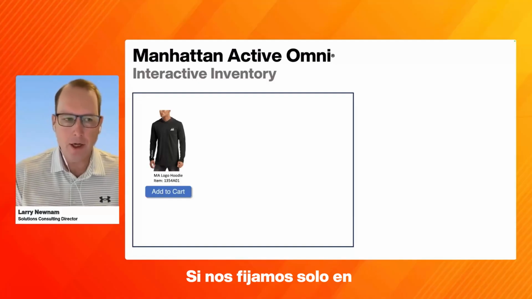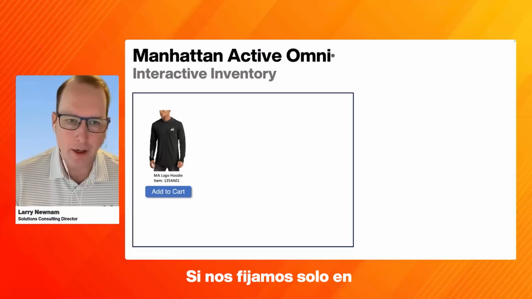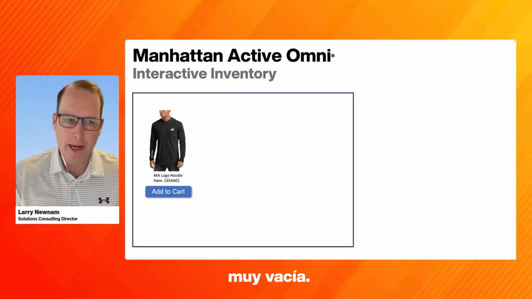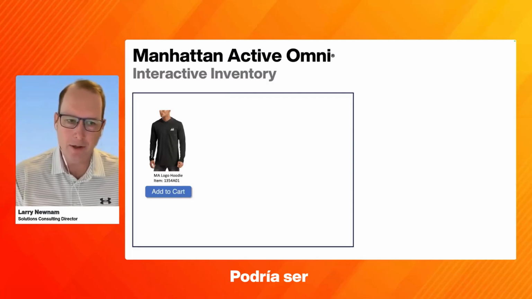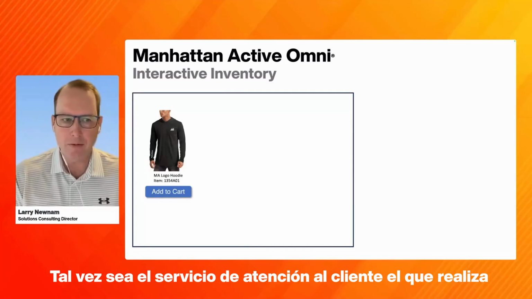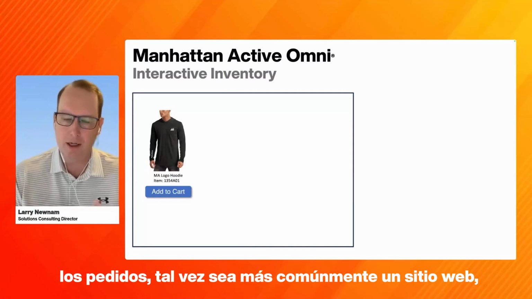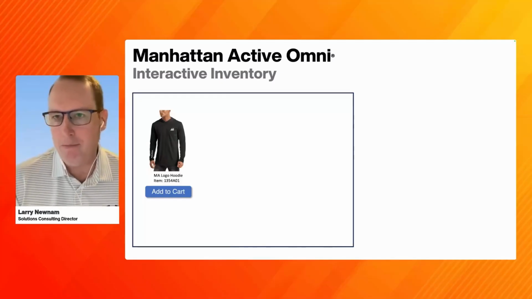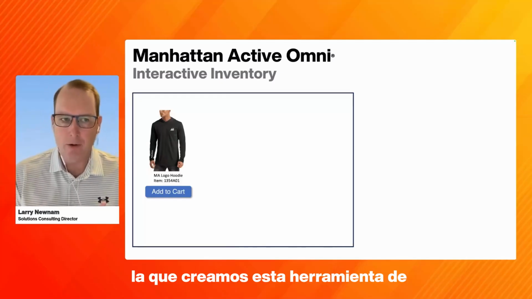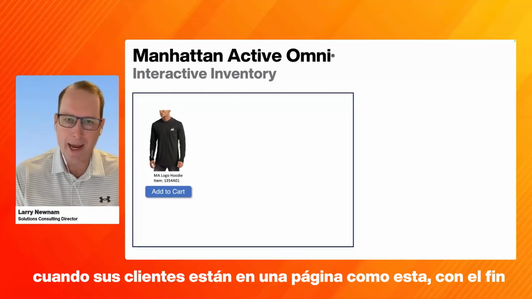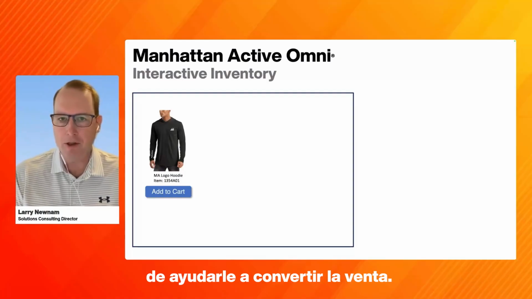So if we just look conceptually on the screen here, you see a typical, although very blank, product details page, right? So this could be any website, any selling channel, maybe it's customer service placing orders, maybe it's more commonly a website, could be any other place. But the reason we built this interactive inventory tool was to present more information when your customers are on a page like this to help you convert the sale.